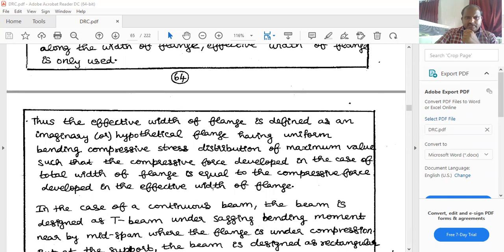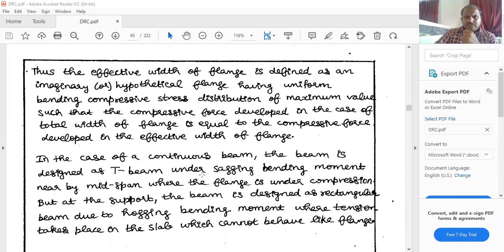Thus, the effective width of the flange is defined as a hypothetical flange having uniform bending compressive stress distribution of maximum value, such that the compressive force developed in the case of the total width of the flange is equal to the compressive force developed in the effective width of the flange.